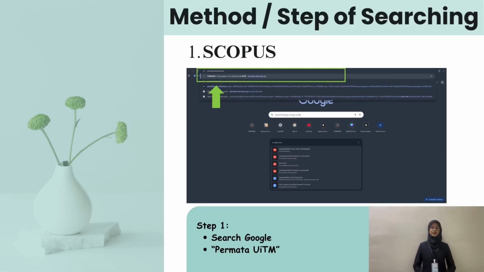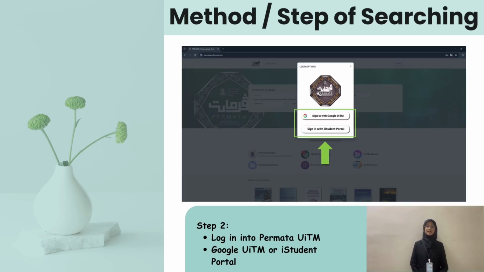My name is Nohanani Atira binti Abdul Aziz. Now I would like to present about the method or steps of searching. For Scopus, the first step, we went to Google search and keyed in Permata UiTM. After that, we clicked on the link provided. Second step, we need to log in to Permata UiTM.